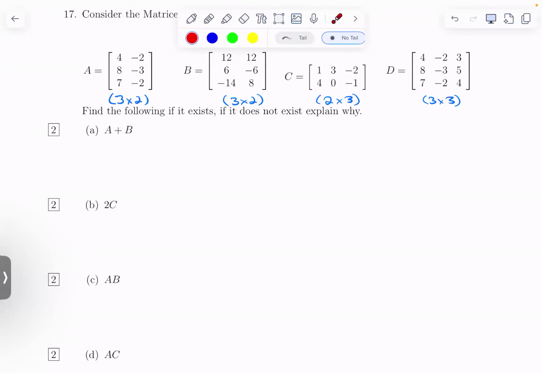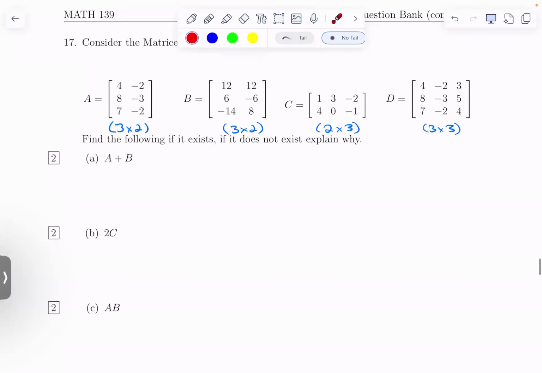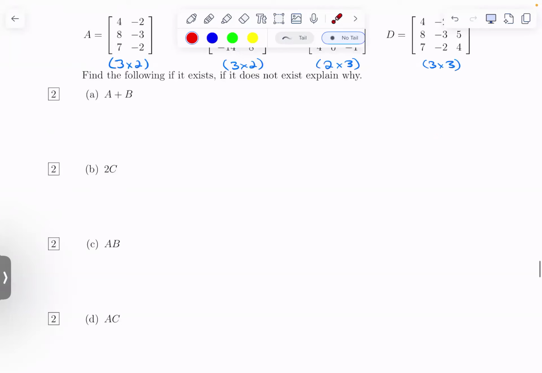Oh, sorry. Would there be any case where, like, 2 matrices wouldn't work, where A plus B, for example, or 2C, like would there be any case where that fails? No, just anything goes. Any size matrix can be scalar multiplied, which is really nice.